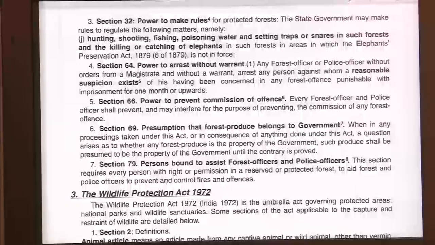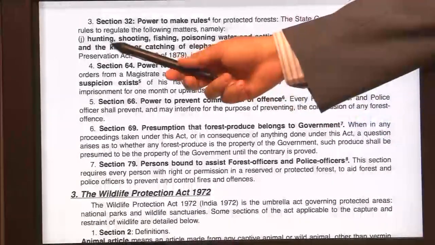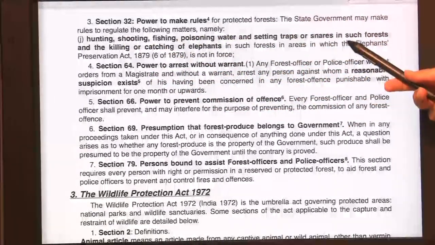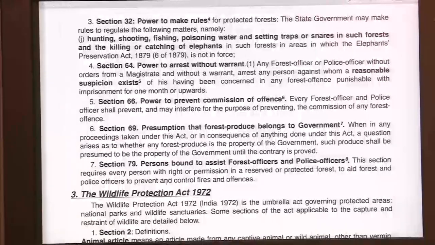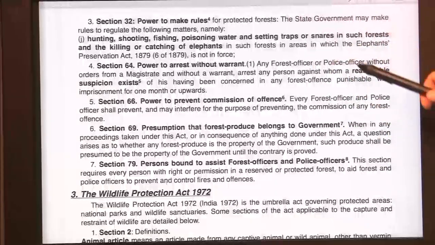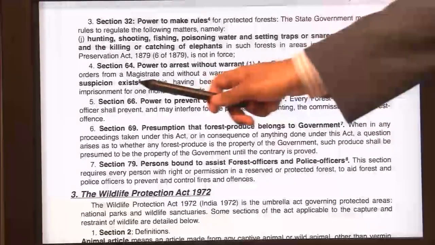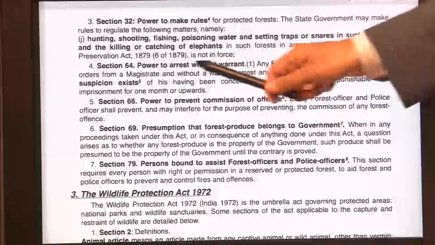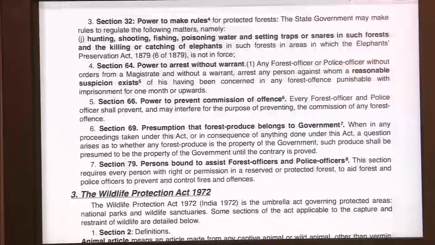Next, we have the power to make rules for the protected forest. So, the government has the power to make rules for regulating hunting, shooting, fishing, poisoning of water, setting of traps and snares. Basically everything that we looked at in the previous section, the state has the power to make rules regarding. If there is somebody who contravenes these acts or against whom there is a reasonable suspicion that he or she has contravened the provisions of the act, then there is a power to arrest without warrant. So, essentially all of these offenses are cognizable offenses.